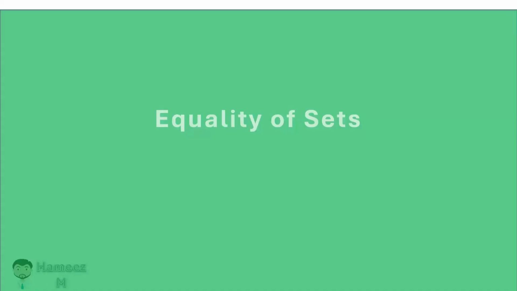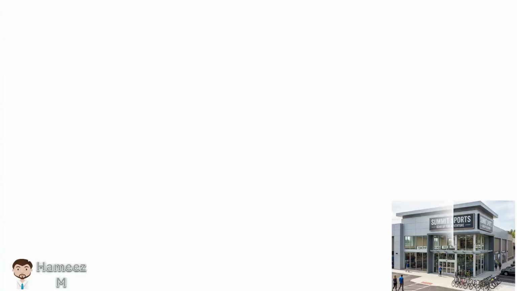Equality of sets. So let's consider we have a sports store, and with this we have 2 branches, and we wanted to have the same amount of stock in each of the branches.